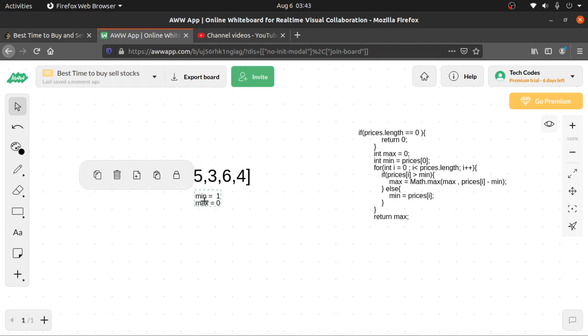Continue. Is prices of I greater than min? Yes, that's the case. 5 is greater than 1. Then we set the new max. Max is math.max. The global maximum, compare it to prices of I minus min. So prices of I is 5, minus min is 4. We will compare 4 and our global maximum 0. So we'll pick 4 as the new maximum. So let's update the maximum here.